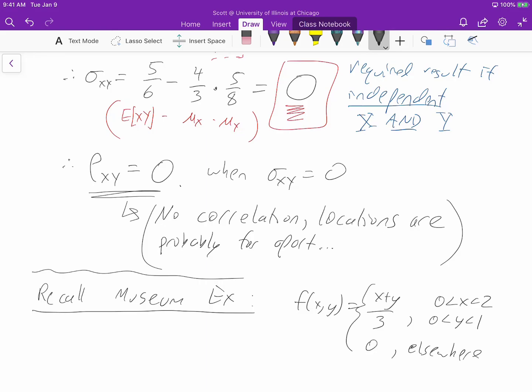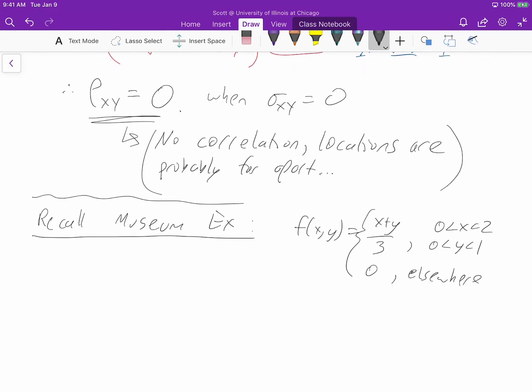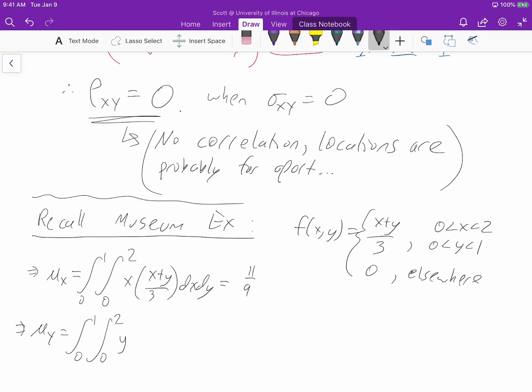So first we just defined a joint probability distribution like this, did a bunch of calculations, and then we came back and looked at the visuals of this, okay? Let's work through the same thing here. Actually, what I'll do is I'll just set up the integrals and then assume that the calculation can be done, right? So the mean of x is going to be the integral over all y, integral over all x, x times the PDF, dx dy. You do that integral, you should get 11/9, right? Check that. Do the same thing in y, the integral over all y, integral over all x, but y times (x plus y)/3 dx dy, and you get 5/9.